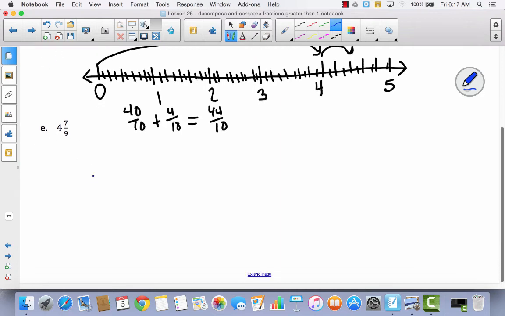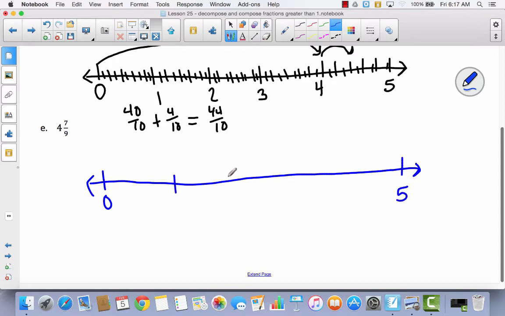Okay, so let's go ahead and get our number line started. We're going to go from 0 to 5, just like we did last time. So this time I'm not going to break these down into 9 parts. I think we can do it without that this time. So let's go from 0 to 4. And let's think about from 0 to 1, how many ninths does it take to make a whole? Well, it takes 9 ninths. So I've got 9 ninths, 9 ninths, 9 ninths, and 9 ninths.